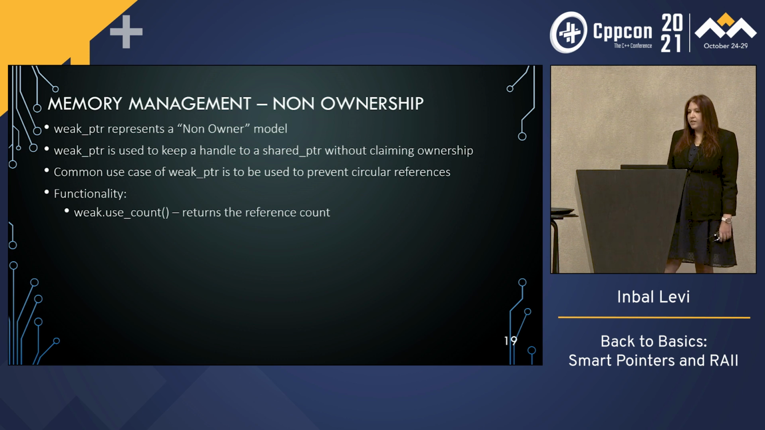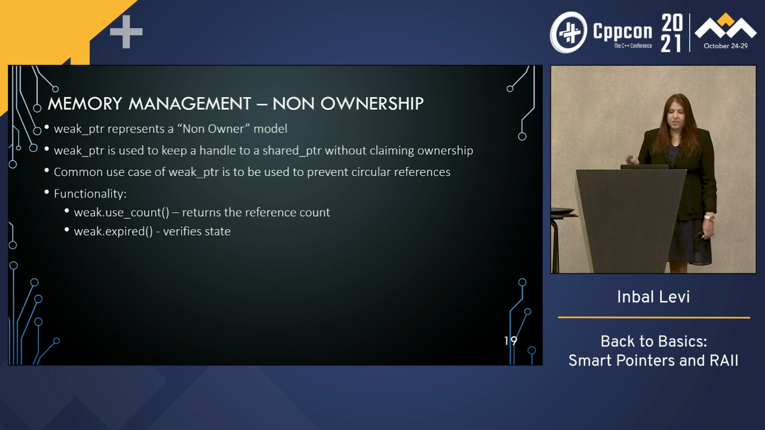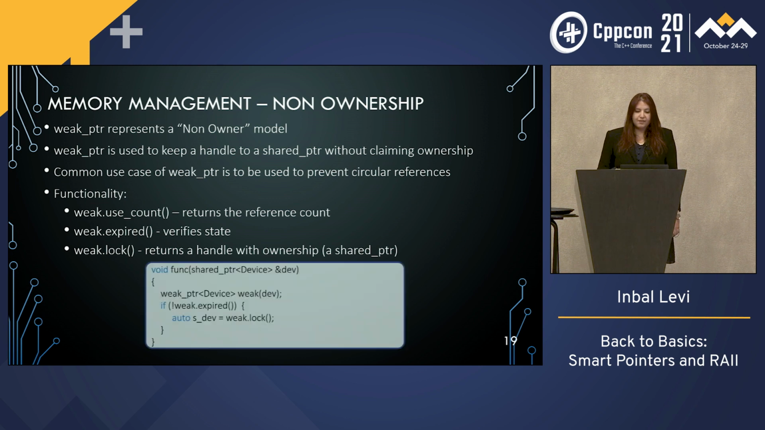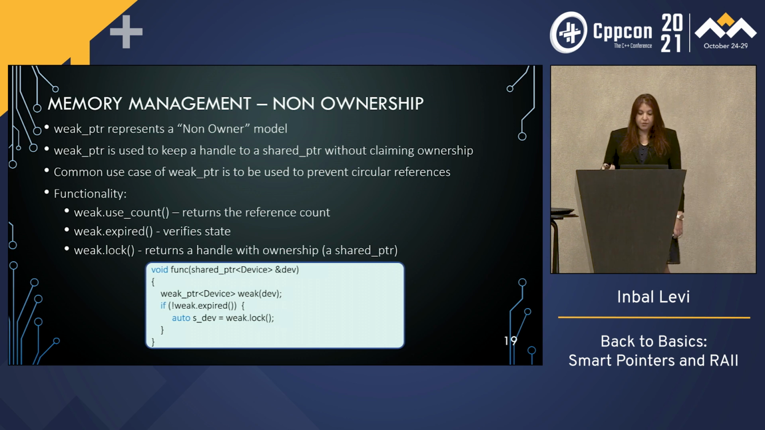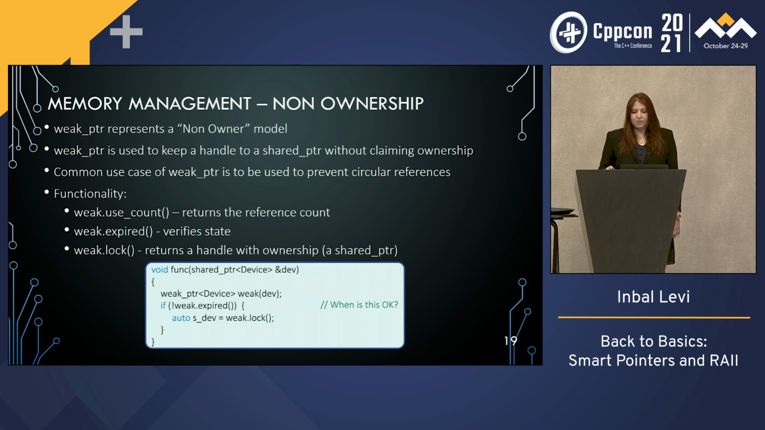That's like the first example for how to use a weak pointer. But I want to go briefly over the functionality of weak pointer. You can call useCount to return the reference count that you just saw in the previous slide. You can call expired, which verifies the state. And you can call lock, which returns a handle with ownership, which is basically a shared pointer, to your object. So let's look at this code for a second. I get a shared pointer, I create a weak pointer from it, and I check whether it is expired. There are some cases where this code is not going to work as we want, and we're going to see it a bit later.